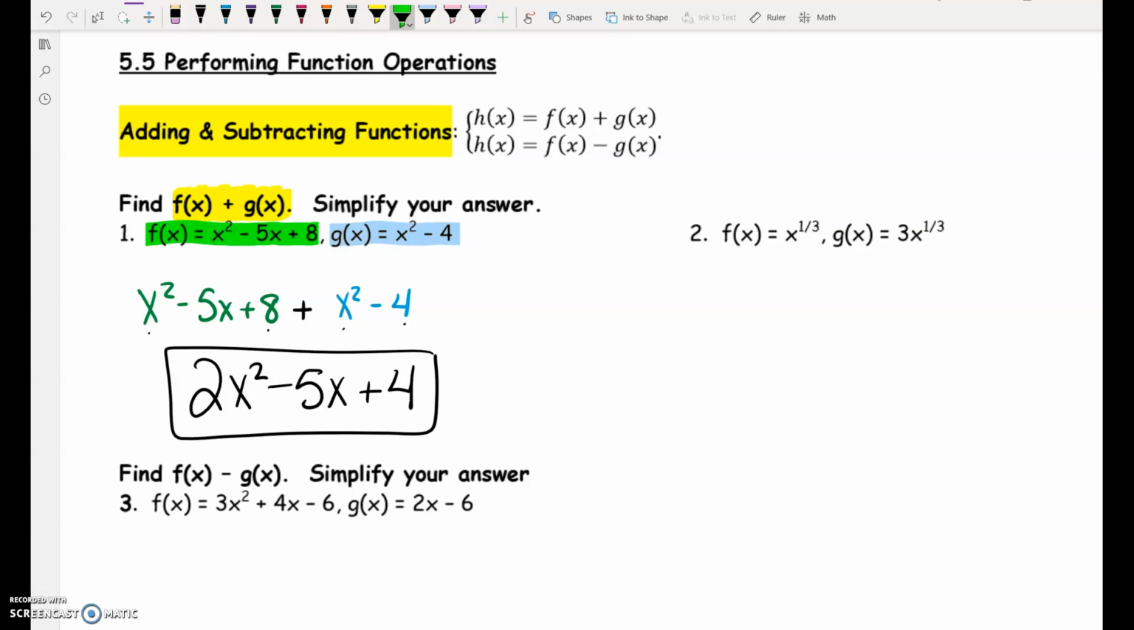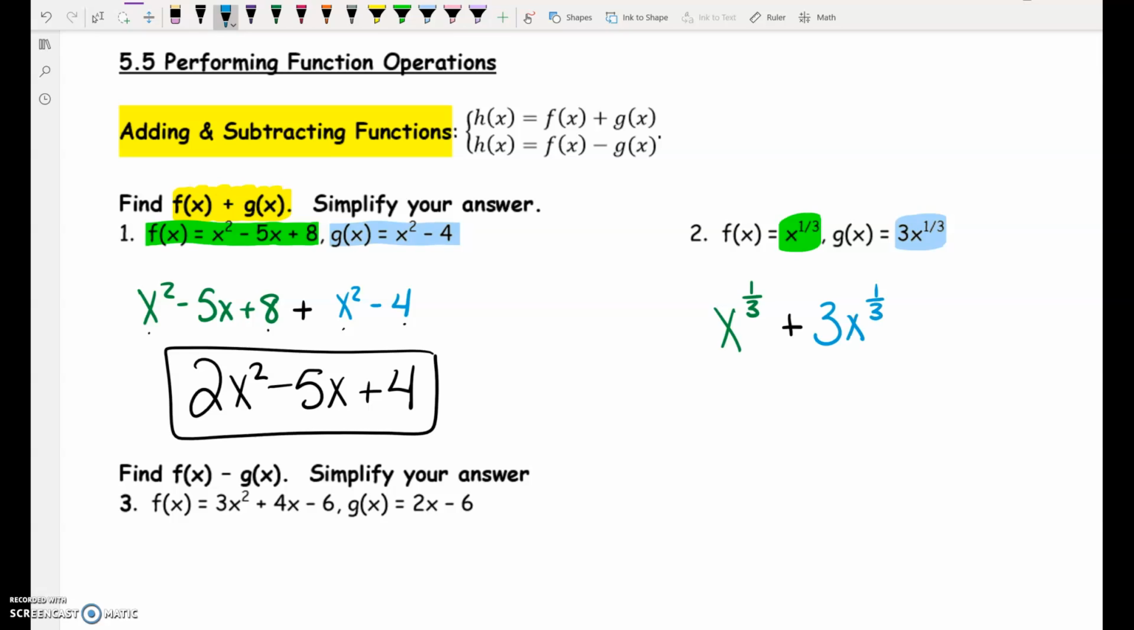Number 2, they're changing these a little bit. This time, f of x is x to the 1/3. G of x is 3x to the 1/3. And they want us to add. So we have x to the 1/3 plus 3x to the 1/3.